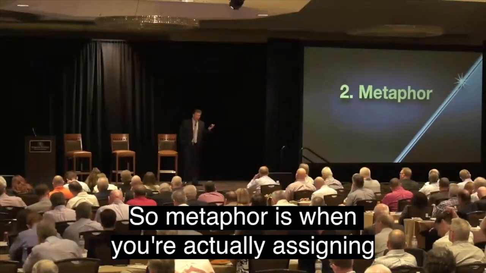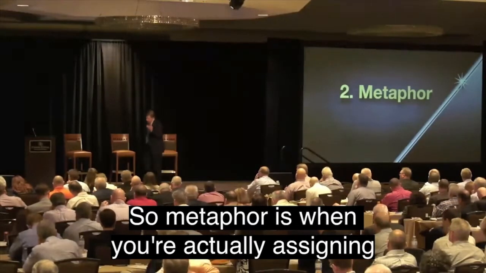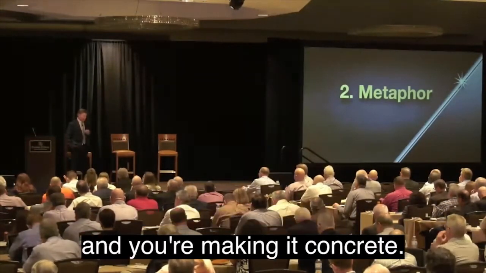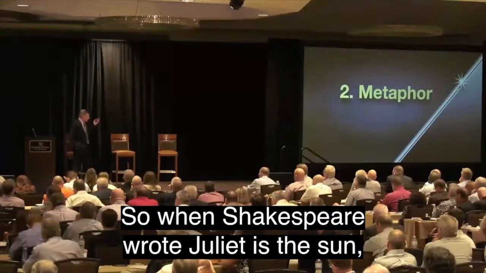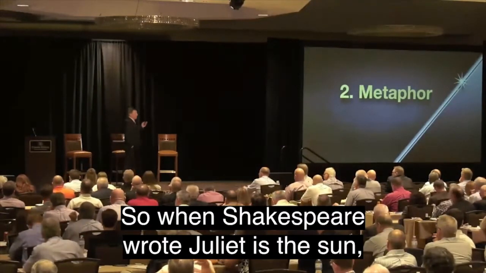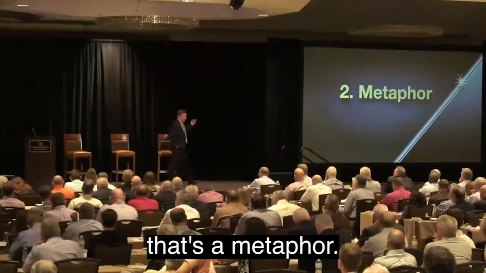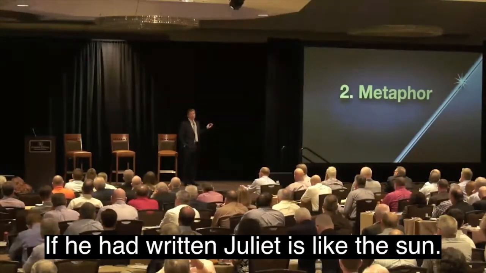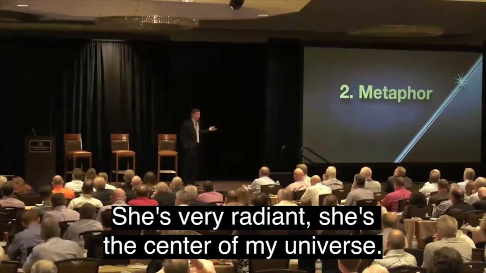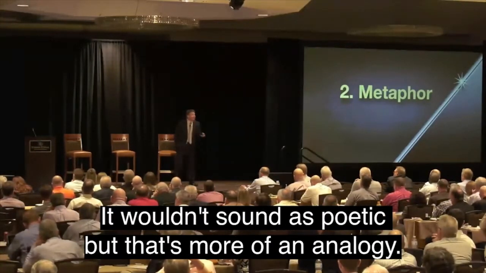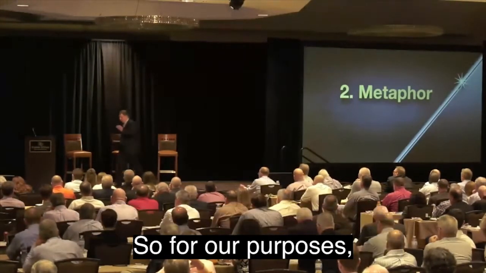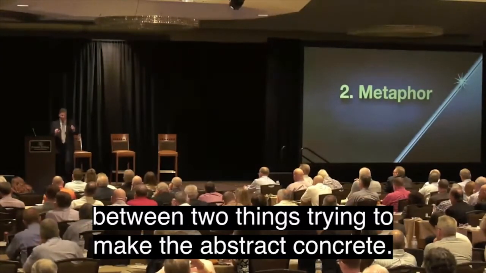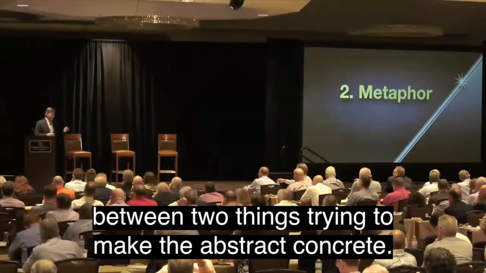So metaphor is when you're actually assigning a different value to something that is abstract and you're making it concrete. So when Shakespeare wrote, "Juliet is the sun," that's a metaphor. If he had written, "Juliet is like the sun, she's very radiant, she's the center of my universe," it wouldn't sound as poetic, but that's more of an analogy. So for our purposes, it's just when you're making a comparison between two things, trying to make the abstract concrete.